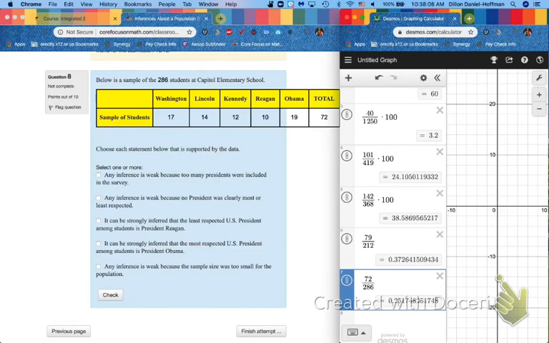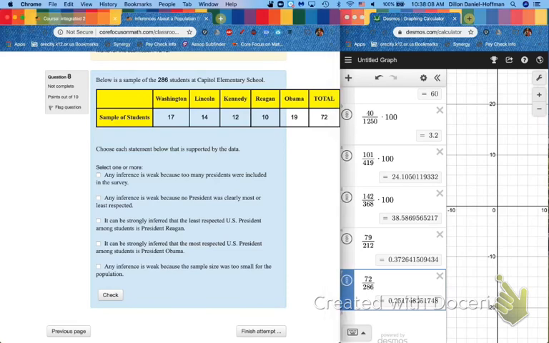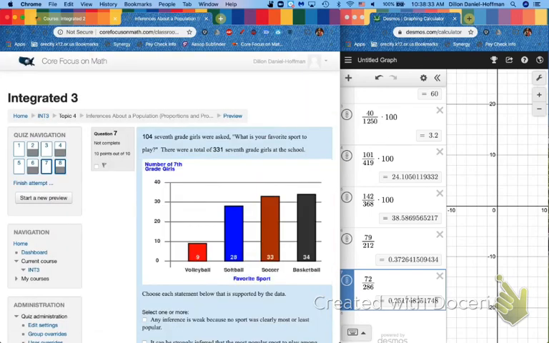Yeah, 25%. And even though Obama and Washington are the highest and Reagan, Kennedy are the lowest, they're all still about the same. There's a lot of students left that haven't been counted. They could easily make up the ground, and any one of these presidents could end up becoming the most popular by the end of the survey. So any inference is weak right now, because no president is clearly the most or least respected or popular.